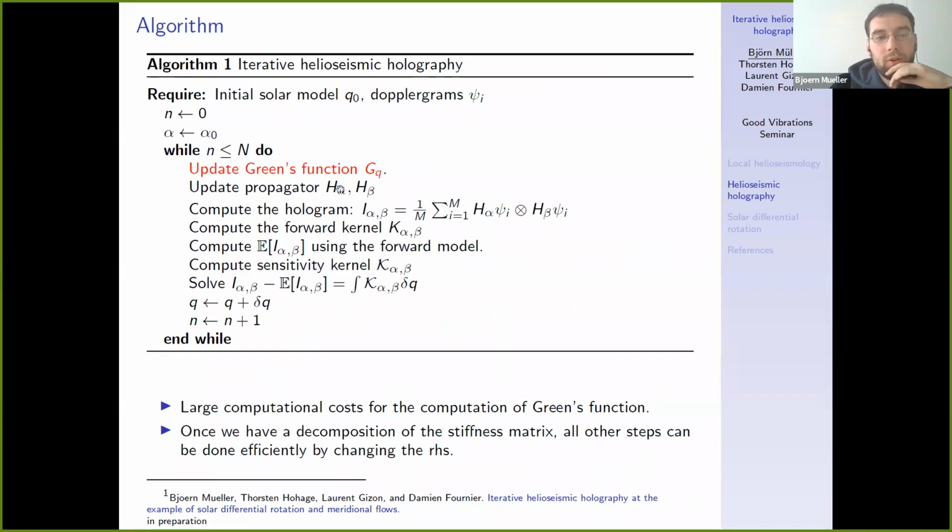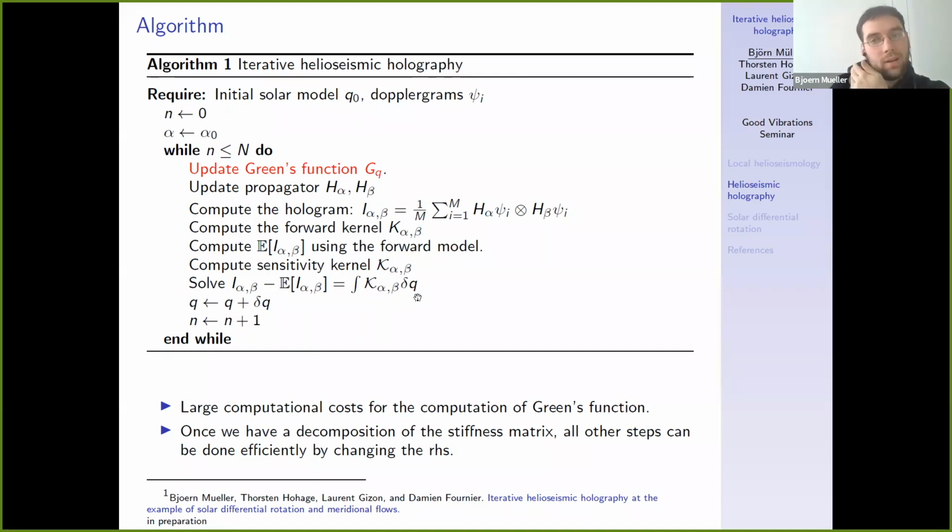So let me shortly show you the algorithm. The crucial part is to compute the Green's function in each step. Once we set up the stiffness matrix, it's pretty easy to compute the propagators and to compute the adjoint and derivatives and so on. Once we have the propagators, we can compute the holographic image and the forward kernel. And finally, we have to solve this normal equation with some sensitivity coordinates k, alpha, beta.